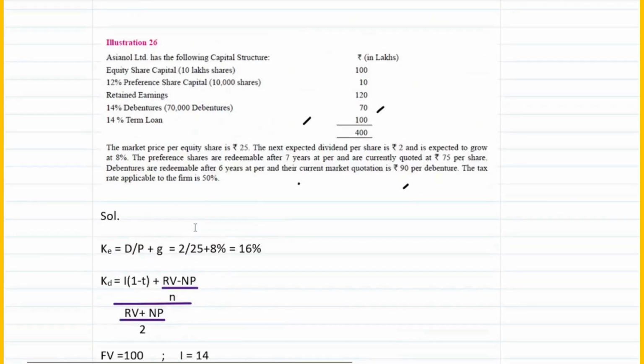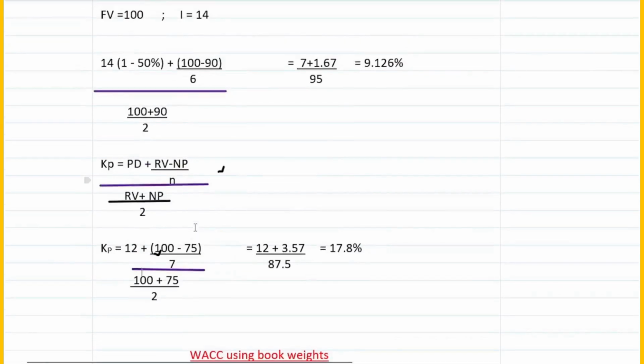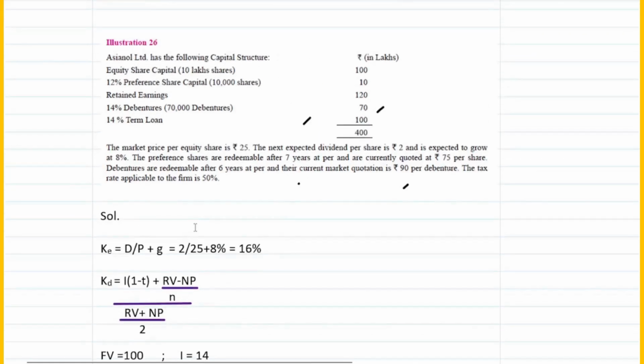Further, what else is given here? Retained earnings is given and term loans are given. So you have to remember retained earnings, whatever is KE will be equal to my KR. So KE is equal to 16%. So my KR is also equal to 16%.